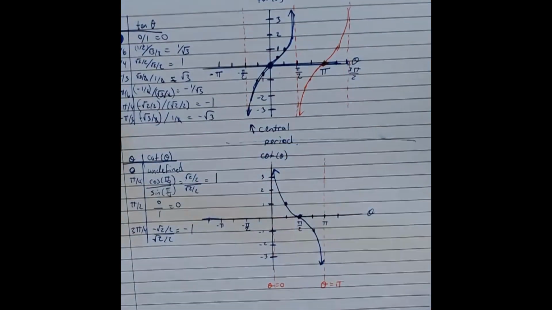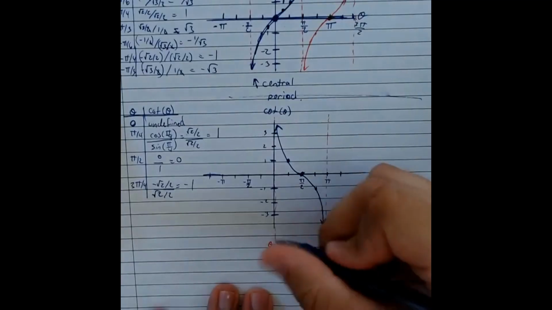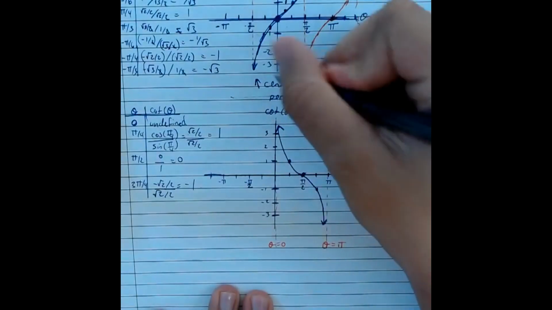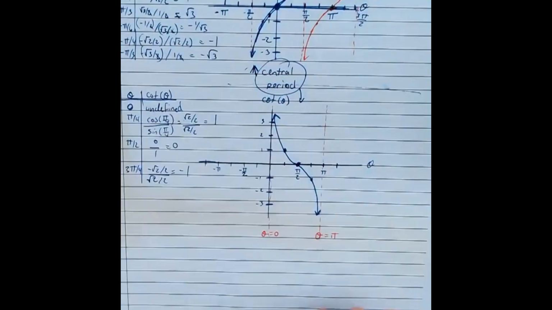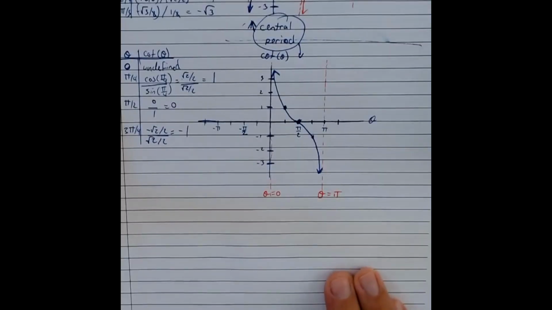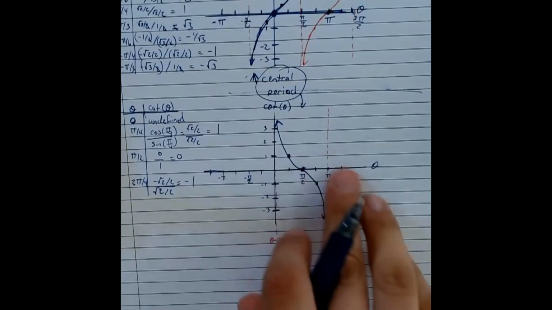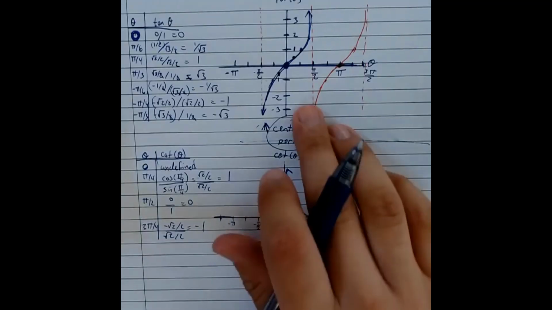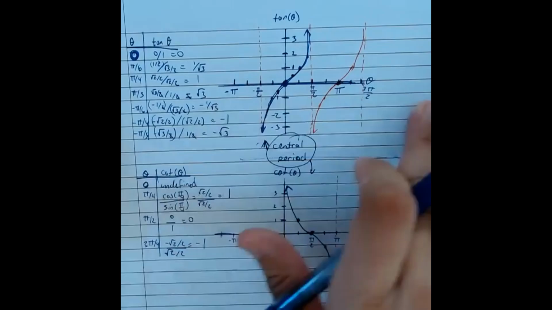So these are the graphs of the central periods of the tangent function and the cotangent function. Once again, this is the central period. Okay. The central periods of the cotangent and the tangent functions can highlight the domain and range of our function. Notice that the domain of this function isn't just limited between here and here. It does go on forever.